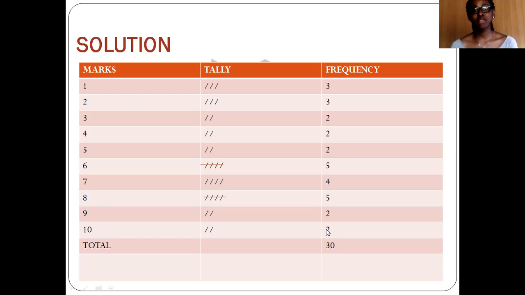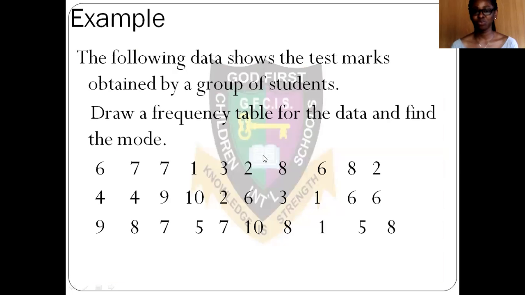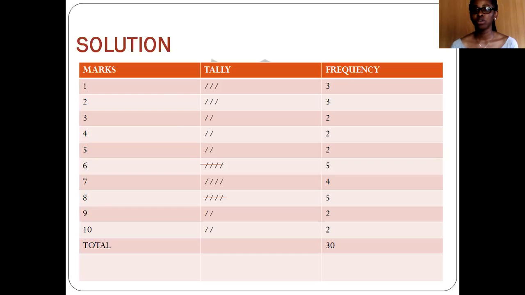So now the next question is, this is our frequency table. They ask us to draw a frequency table for the data, and this is the frequency table. The next question is, we should find the mode from the frequency table. Given this frequency table, what is the highest number, or the highest students that scored the highest number. This is 5 students scored 6 and 5 students scored 8.